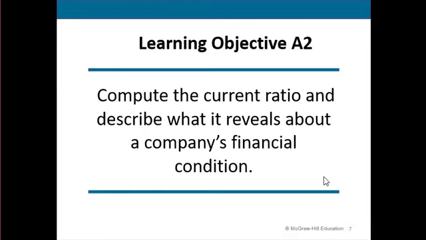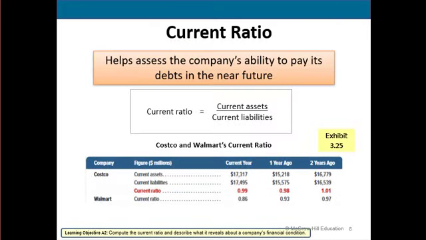Let's take a look at the second topic, which is to compute the current ratio and describe how it reveals a company's financial condition. I may have said this before, but current ratio basically measures how well you can pay your current bills. Now, here we have another situation, Costco and Walmart. These are two retailers, and the current ratio is the current assets divided by current liabilities. Normally a rule of thumb is 2 to 1, but sometimes you go by industry averages.